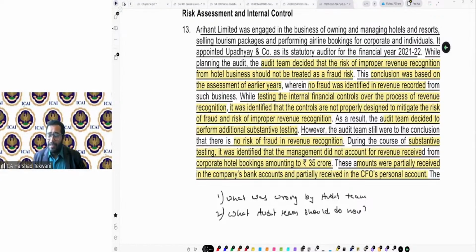But having said that, these kinds of questions can come in the exam easily, on this particular topic, risk assessment and internal control. Some people might have a doubt that it is from the old course. So the topic is the same, things are the same.